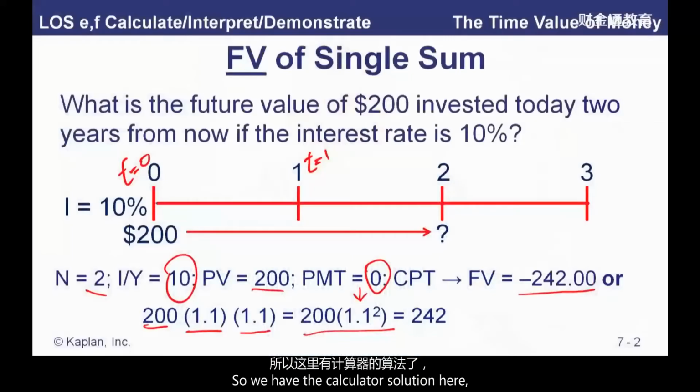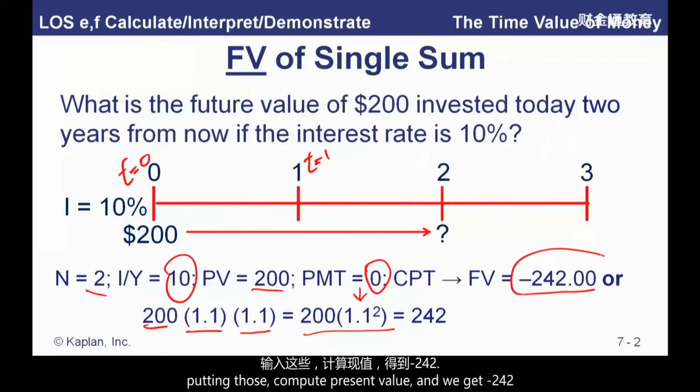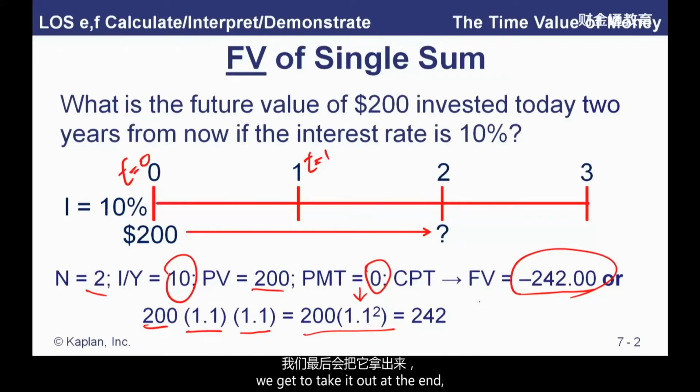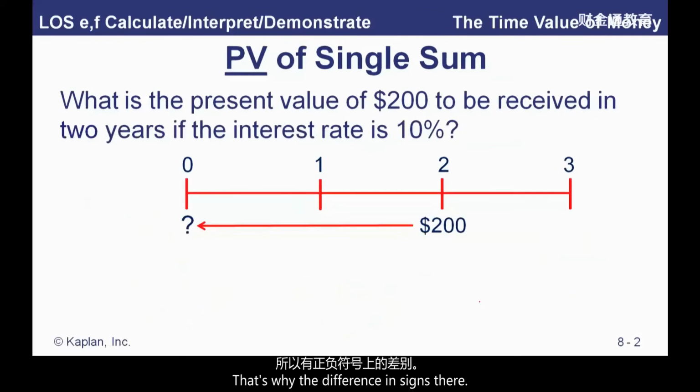So we have the calculator solution here. Put in those, compute present value, and we get minus 242. And that minus sign just means if we put the money in the bank, we get to take it out at the end. If we borrowed it and we had to pay it back in 2 years, then that'd be money to us now and money out later. That's why the difference in signs there. So this is just going backwards here.